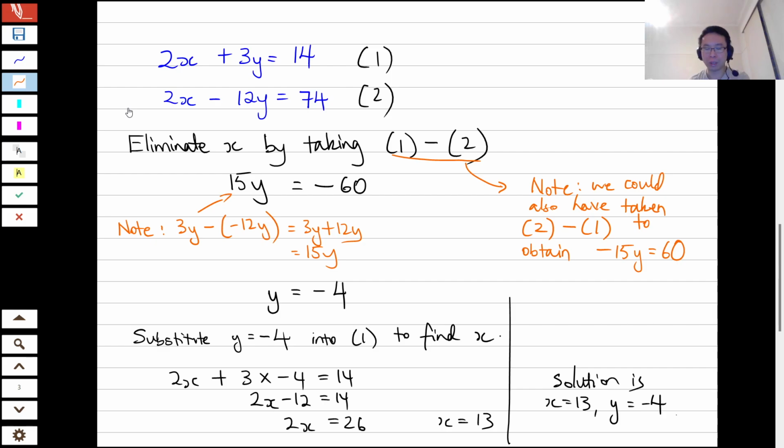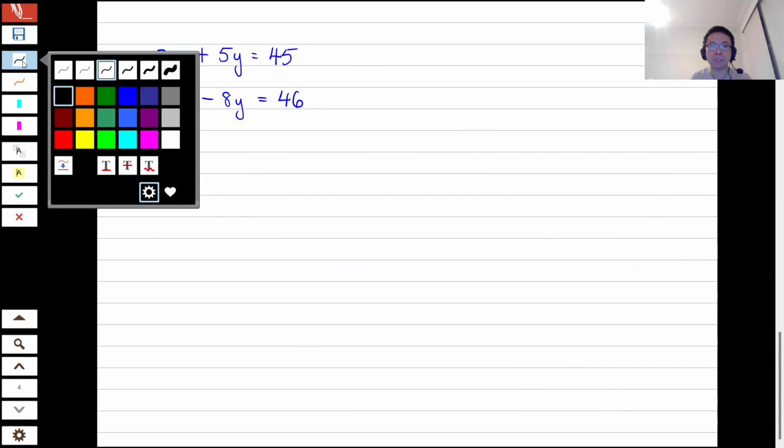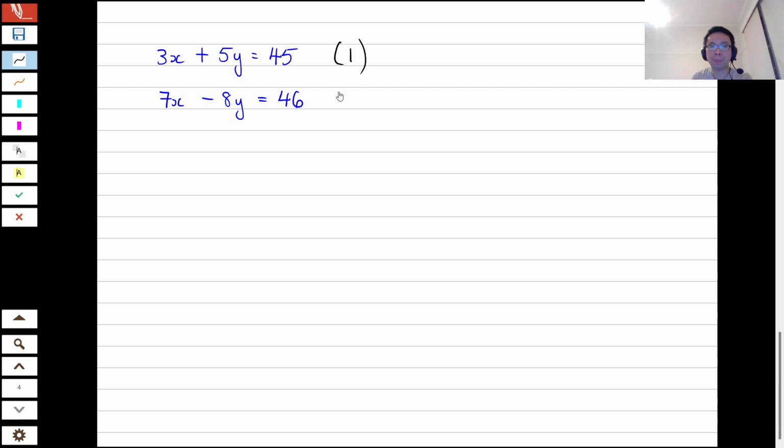All right, we'll do one more example and then we'll leave it there. So here's our last example. I'm going to call this equation 1 and I'm going to call this equation 2. Now one thing you should immediately notice after having looked at this for a few moments is that I can't just do equation 1 minus equation 2 or equation 1 plus equation 2 because none of the coefficients of x or y are the same. So it might look like we're out of luck, but there's a little bit of a trick.